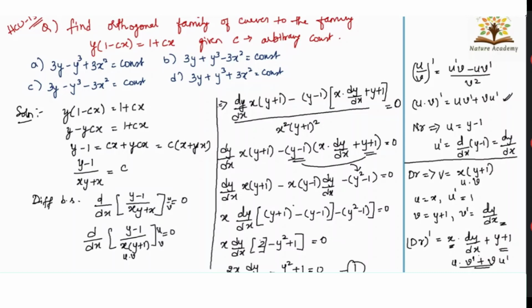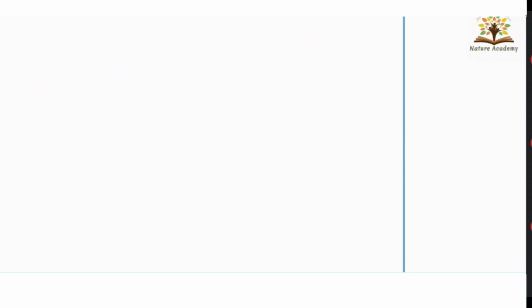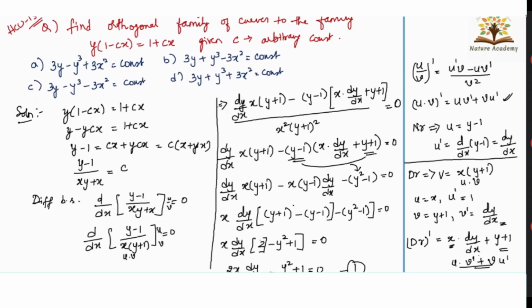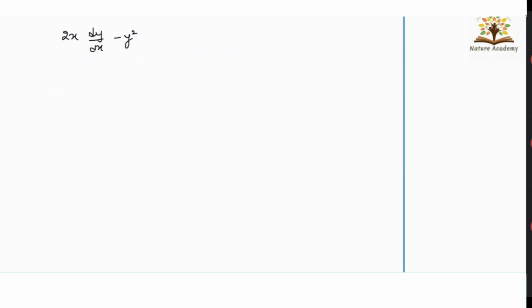Now let this one be equation 1. Okay. Now to get orthogonal trajectories, what you have to do? You have to put dy by dx as minus dx by dy. Isn't it? So let me write this equation again here. It will be 2x into dy by dx minus y square plus 1. Okay, this was our equation 1.